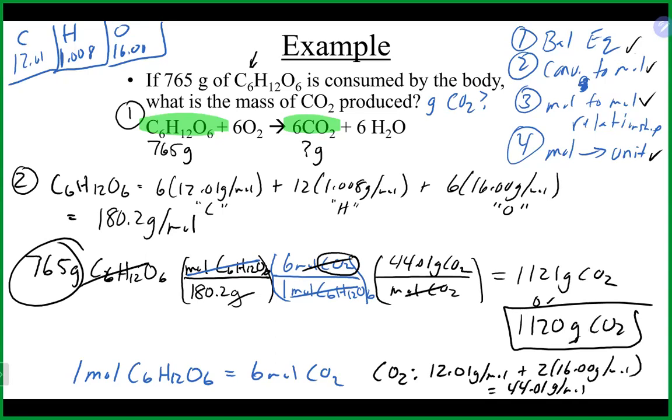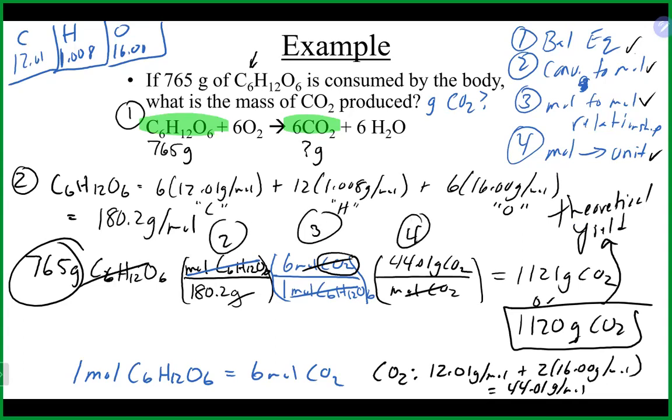Any questions on that there? This once again is the amount of product that we should produce. So again, that means if we threw 765 grams into this reaction, we should expect about 1,120 grams of CO2 out. That once again is our theoretical yield. Any questions on any of those steps? Again, same 4 steps: convert to moles, mole to mole relationship, and moles to some other unit. Any questions?